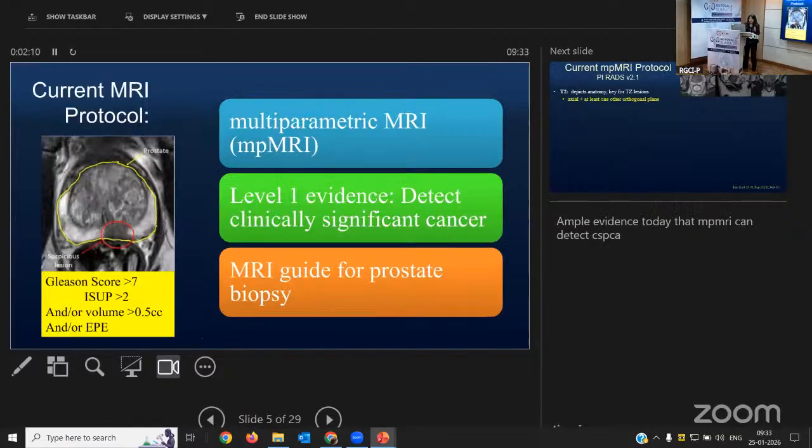All right, so today we've got this whole idea of multiparametric. Right now, as a PIRADS committee, we have not endorsed biparametric. By the way, there have been plenty of studies, even level 1 evidence, and it's because of quality. And I'll go over some of that.